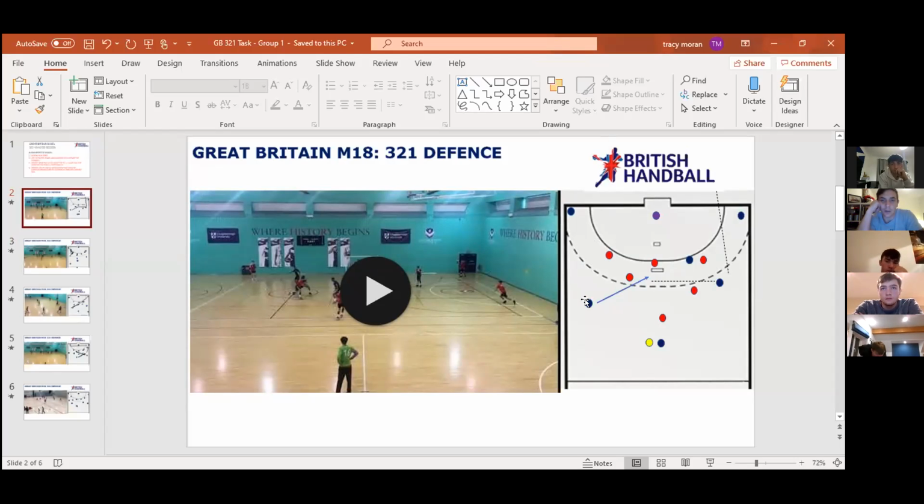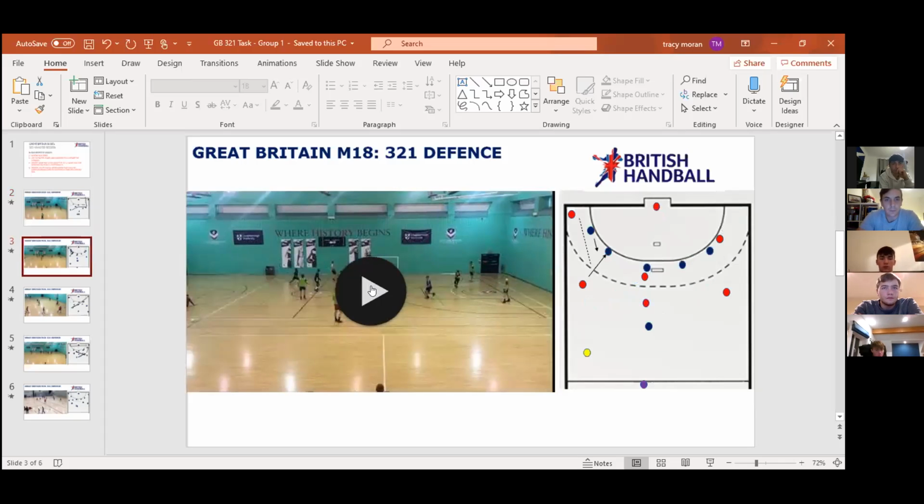Yeah, so just drag your mouse over the area that you're talking about. So here, the defender should drop back into here, preventing that player coming inside and then making that back-to-back pass as well. Fantastic. Thank you, Fraser. Can you move on to your next slide, please, mate? Yeah, sure. Okay.